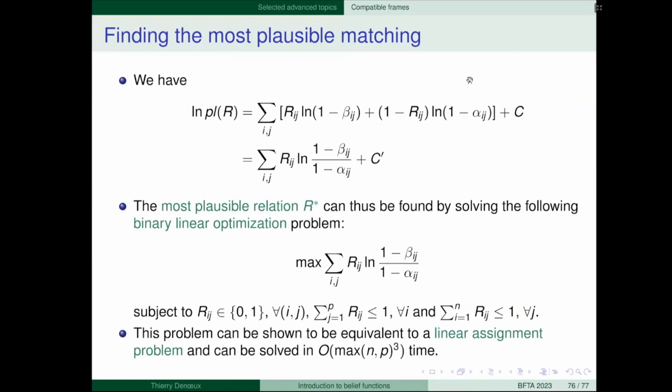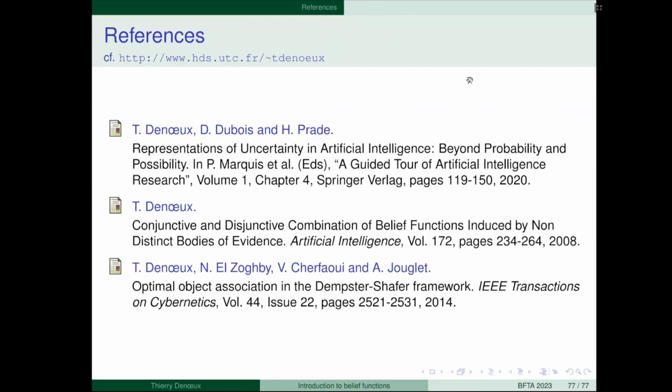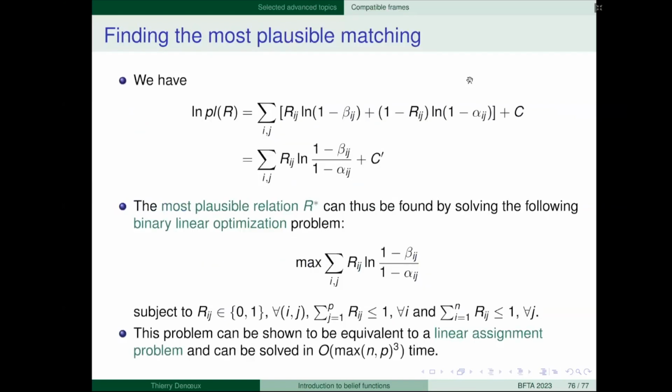So you need to maximize a linear function subject to linear constraints, and this can be shown to be equivalent to a linear assignment problem, which is something known in operations research, and it can be solved in polynomial time. So this is an example of an application that uses all the concepts I've introduced so far in this first lecture.